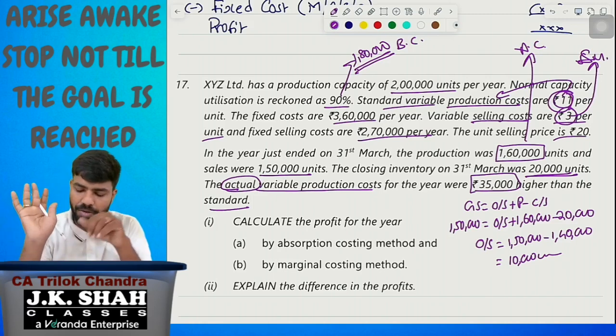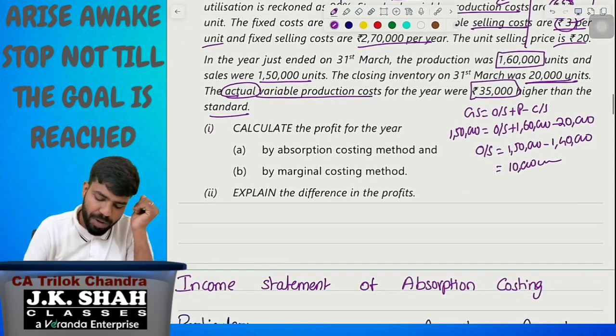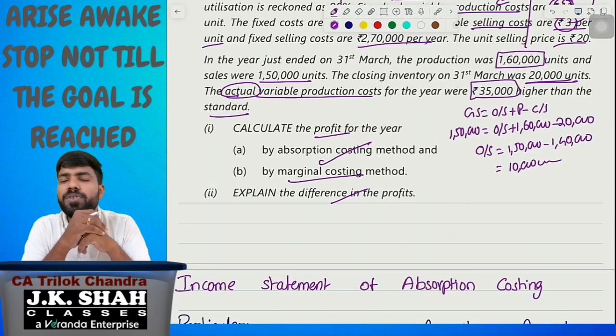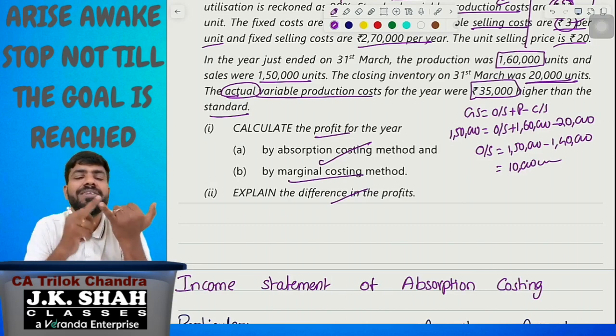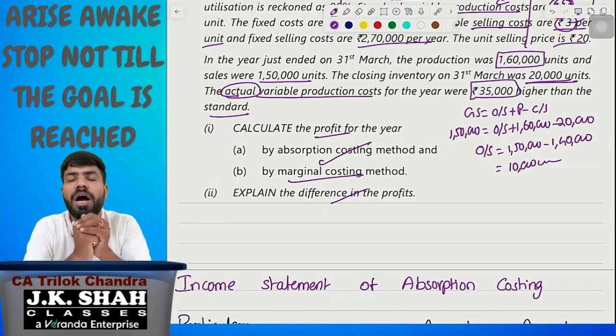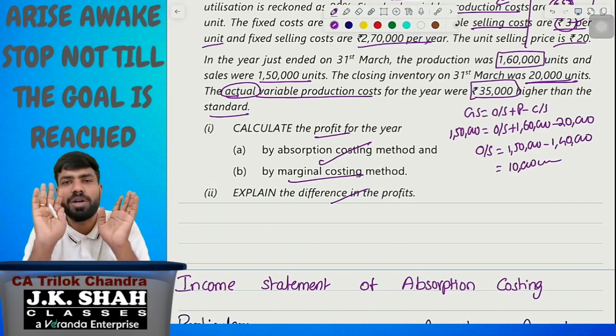Are you understanding? Okay. Now look at here. They are asking profit as per absorption costing and marginal costing. Explain the difference. First, we'll do it under absorption costing. When it comes to absorption costing, listen to me carefully. Sales minus cost of goods sold. How to calculate cost of goods sold? Opening stock plus cost of production minus closing stock.